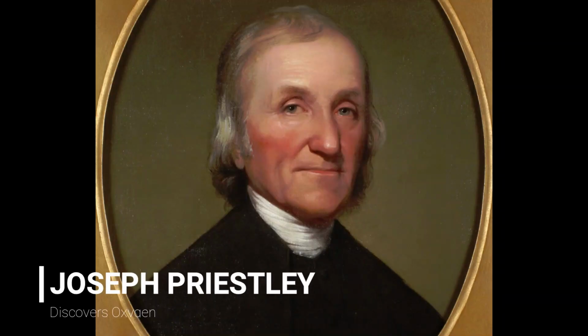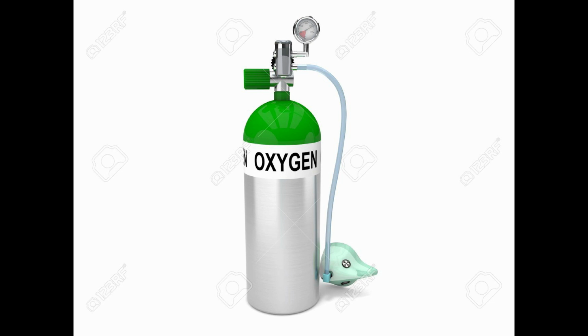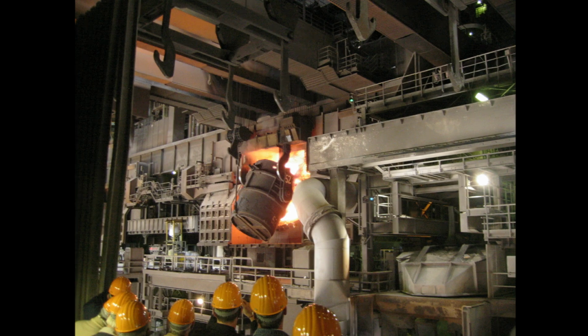First is oxygen. Oxygen was discovered in 1774 by Joseph Priestley. Oxygen is a colorless and odorless gas. It is the most important element in human survival. Pure oxygen is used to treat breathing problems and make spacecraft livable. Oxygen in industry is mainly used in the manufacturing of steels and other metal alloys.